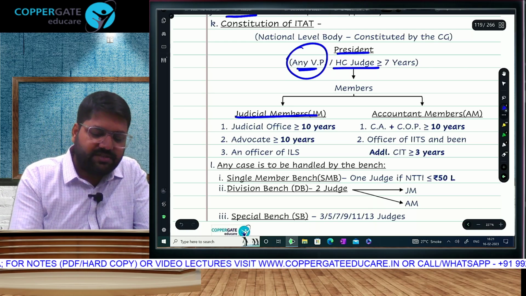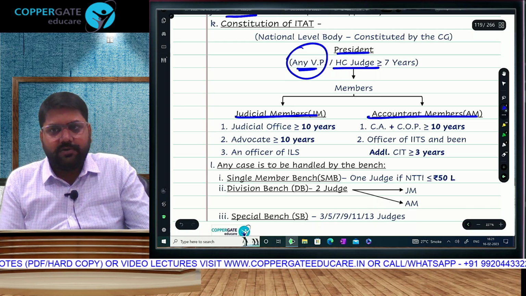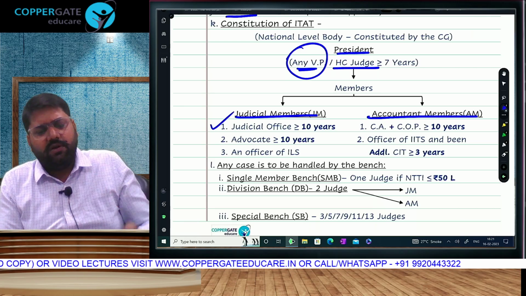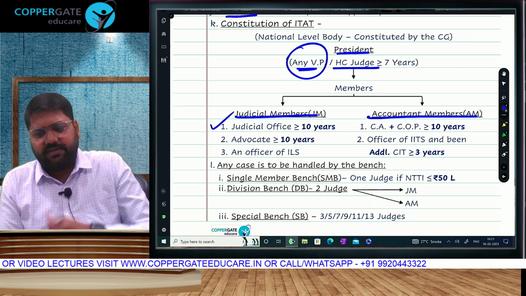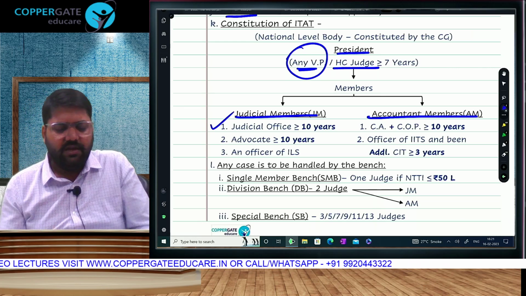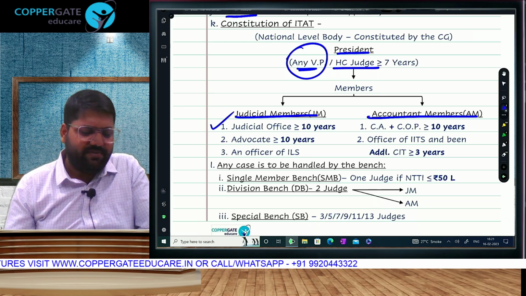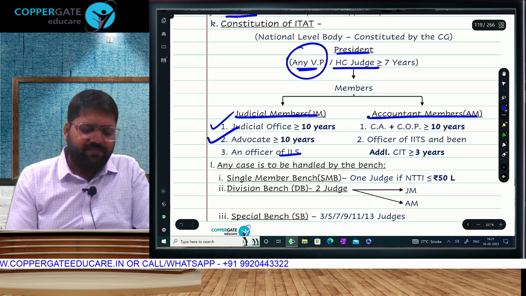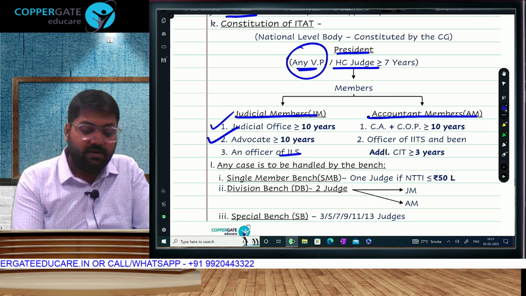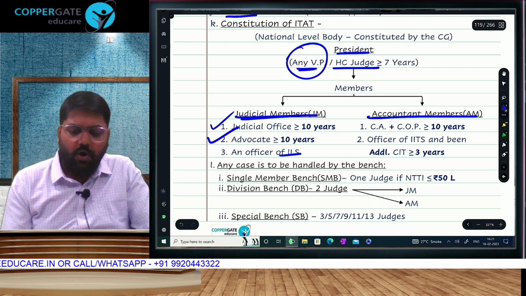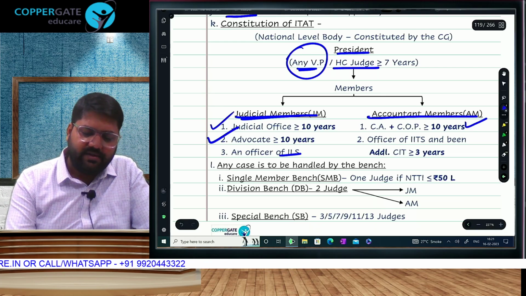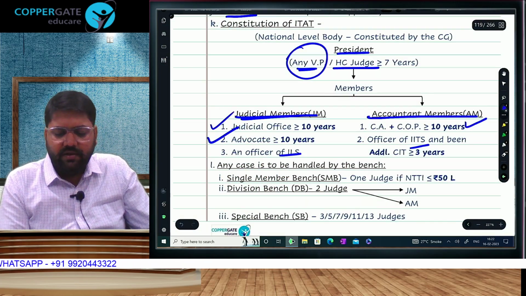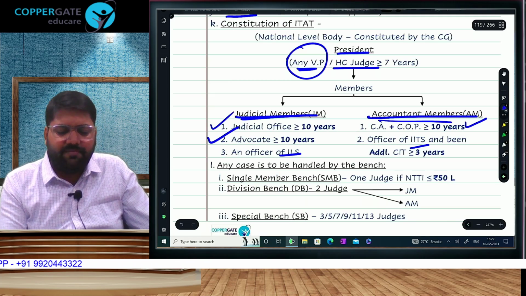Two types of judges: judicial member and accountant member. What is the qualification? If you have held any judicial office, any magistrate or city magistrate or metropolitan magistrate, additional magistrate, district magistrate, if you have been any judge in any tribunal anywhere for 10 years, if you have been a lawyer advocate for 10 years or more, or if you have been an officer of the Indian Legal Service, then you can become a judicial member, law background. Or if you have been a CA holding COP for 10 years, or if you have been an officer of the Indian Income Tax Services for a minimum period of 3 years, then you can become an accountant member, accounting background.